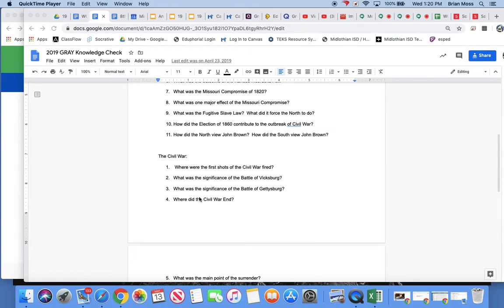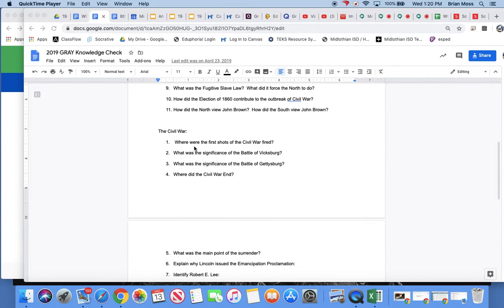Where were the first shots of the Civil War fired? That would be Fort Sumter. What was the significance of the Battle of Vicksburg? This pretty much cut the South in two, thus achieving the Anaconda Plan. The significance of the Battle of Gettysburg? Well, this enacted the Emancipation Proclamation. Lincoln finally wrote out the Emancipation Proclamation, freeing the slaves and allowing African Americans to join the military. Remember the movie Glory and the 54th Massachusetts.